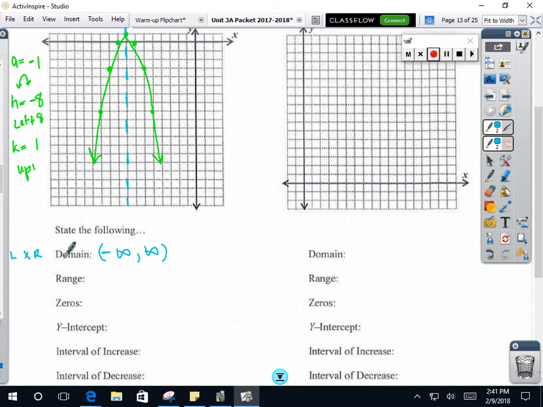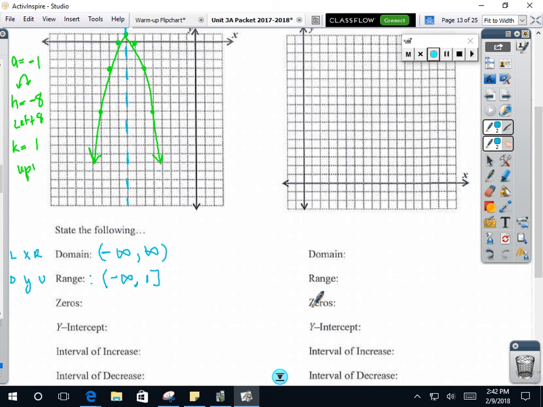Now, if the domain is x values, which is left to right, range is y values, which is down to up. You always do the negative to the positive, so that'd be negative to positive. So how far does the parabola go down? So negative infinity. How far does the parabola go up? 1 on the y-axis. And since it stops there and never goes above it, you put a bracket.